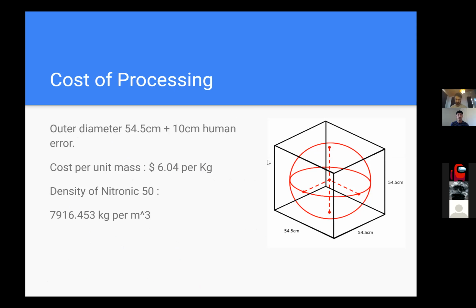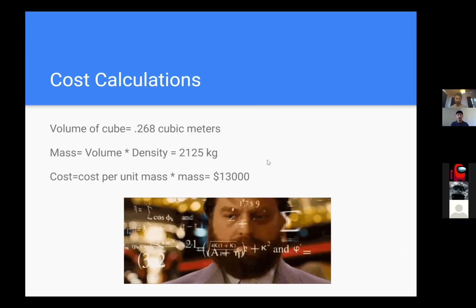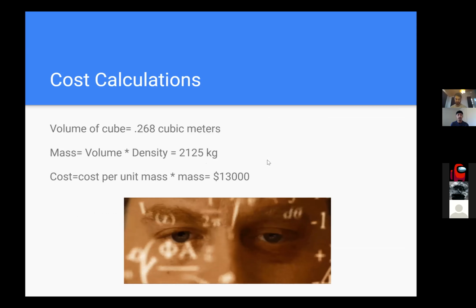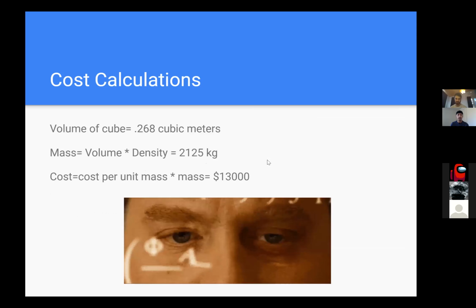So this is the cost analysis part. Since we wanted an outer diameter of 54.5, we want a 54.5 cube with the length of 54.5, but we add 10 cm on each side in case of human error since we're only making one. So these are the numbers for the cost per unit mass and the density. And then after doing the calculations, cost per unit mass is 13,000.